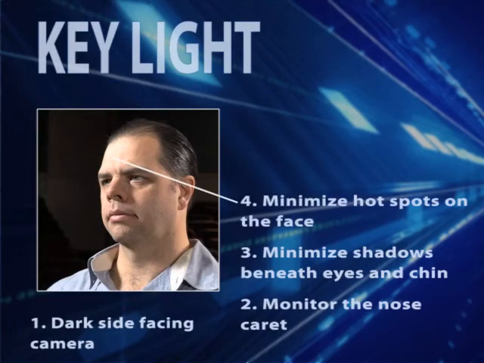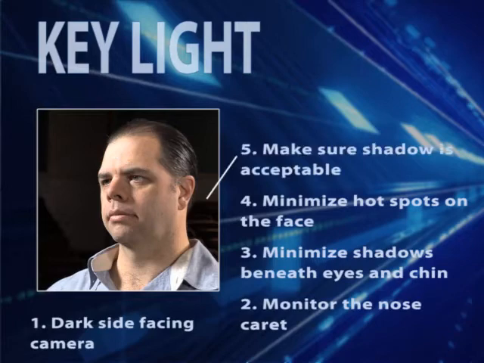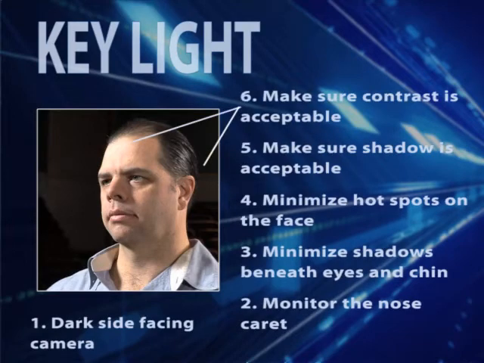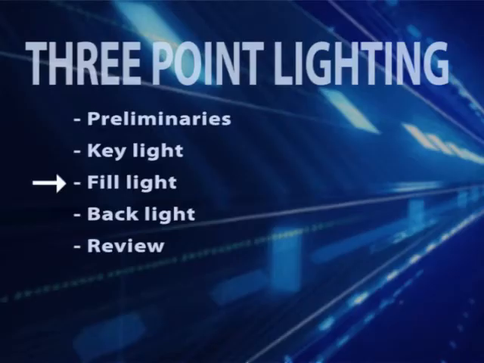Make sure the key light doesn't create a hot spot on the subject's face. This is about as bright as I would go. Though it's not important on this set, check where the shadow falls and make sure it's either not visible or is acceptable where located. Finally, make sure the contrast between the dark and light regions isn't too great for your camcorder to capture. Now on to the fill light.